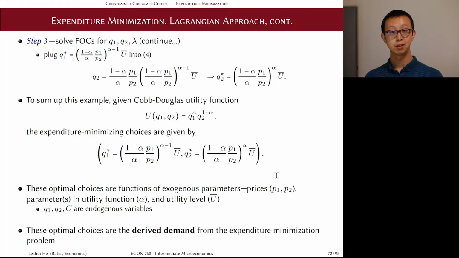Does that sound familiar? Well, yes, these are also derived demand functions, but they're derived from the expenditure minimizing problem. So unlike the derived demand from the utility maximization problem, they don't map from prices and the budget to quantities, but they map from the prices and the target utility level in order to minimize the expenditure. I'll come back to this note later.